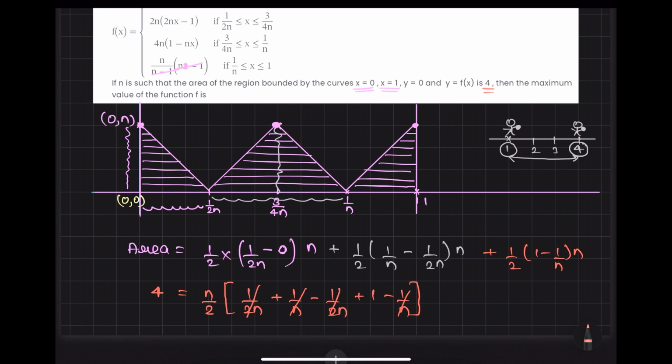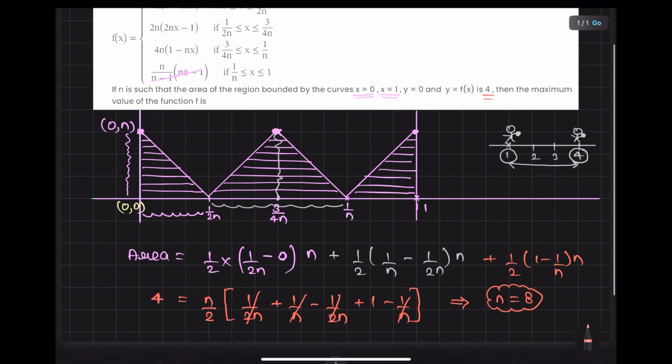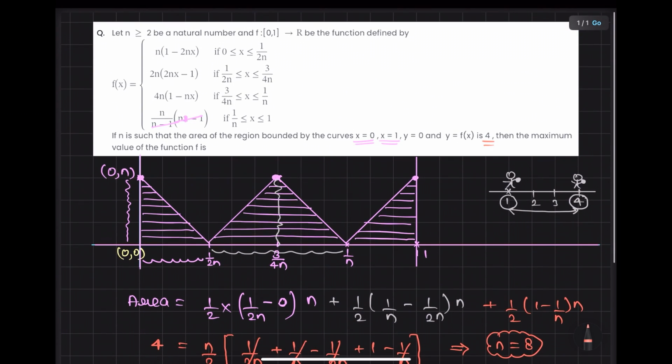So we got the value of n as 8. So we have calculated the value of n as 8. Now they are asking you to find out the maximum value. So what is the maximum value? This is the maximum value, n. Therefore the required answer is 8.